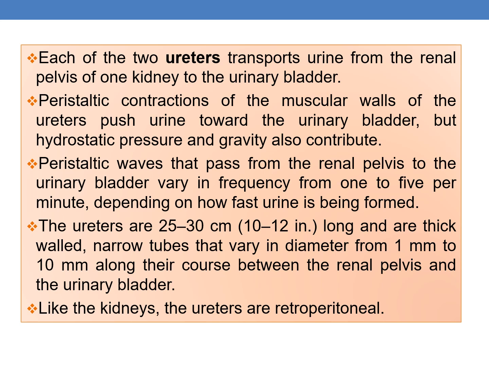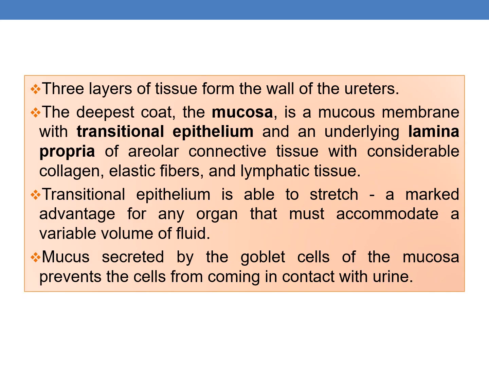Ureters are 25 to 30 centimeters long and are thick-walled, narrow tubes that vary in diameter from 1 mm to 10 mm along their course between the renal pelvis and the urinary bladder. Like the kidneys, ureters are retroperitoneal. Three layers of tissue form the wall of the ureters.